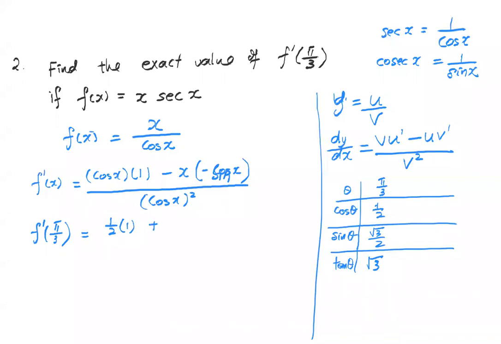My x is pi by 3, so I substitute in. And my sin x is root 3 over 2. Right? Then divided by cos pi by 3, which is 1 over 2 squared.